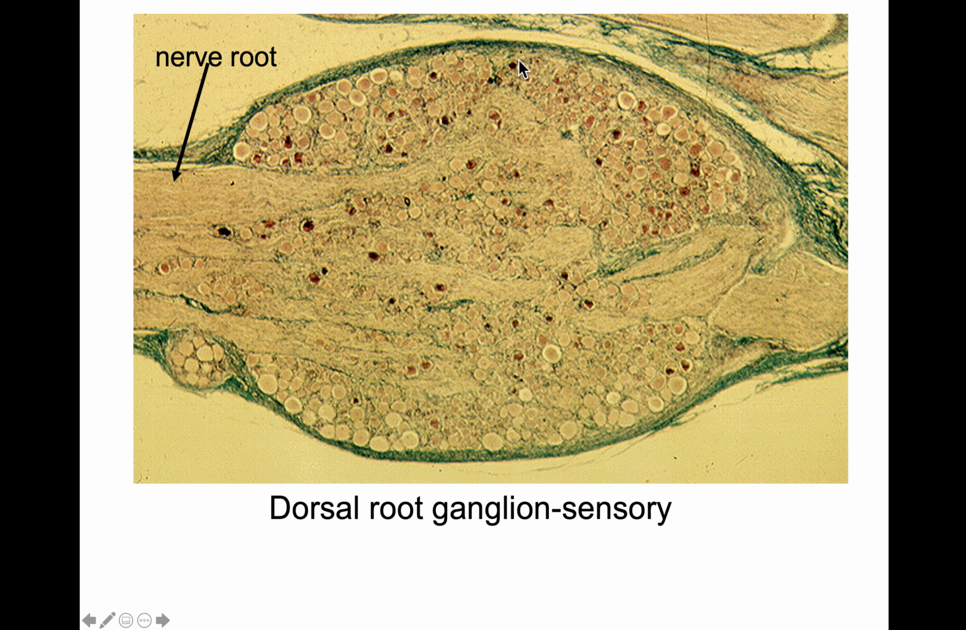The name of this cell is the satellite cells. They are analogous to the astrocyte and usually found in both types of ganglia, the motor ganglia and the sensory ganglia.